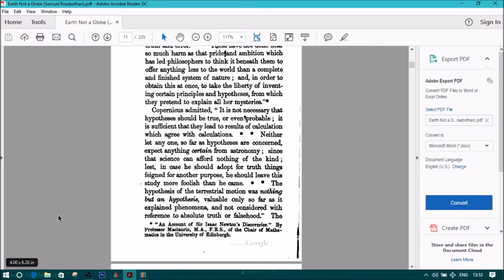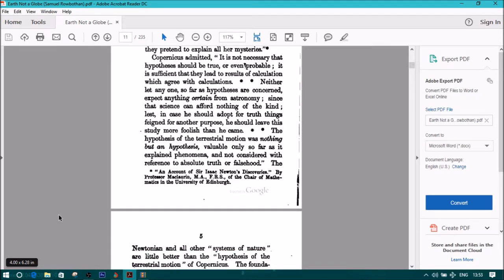The hypothesis of the terrestrial motion was nothing but an hypothesis, valuable only so far as it explained phenomena, and not considered with reference to absolute truth or falsehood. An account of Sir Isaac Newton's discoveries by Professor Maclaurin, M.A., F.R.S., of the Chair of Mathematics at the University of Edinburgh.